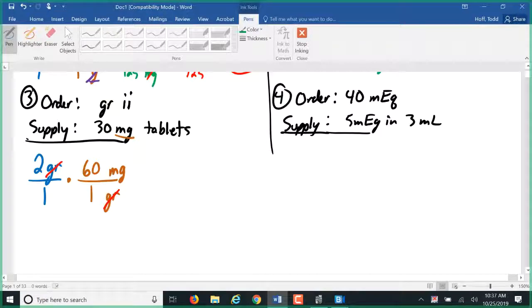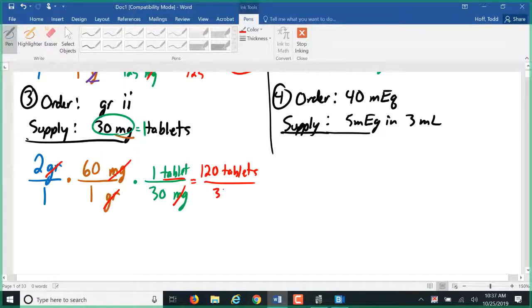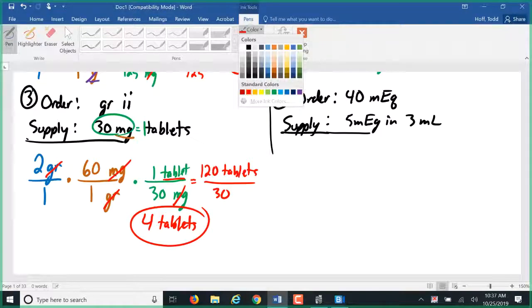Once again, 30 milligram tablets is an equivalency. 30 milligrams is equivalent to 1 tablet. Milligrams are on top there, so we put them on bottom here. 30 milligrams, 1 tablet. The milligrams have canceled out. So now our only unit is the tablets. Multiply 2 times 60 times 1 tablet is 120 tablets. On bottom, 1 times 1 times 30 is 30. And we just divide it out. 120 tablets divided by 30, 4 tablets. You would administer 4 tablets of that medication. Questions on that?